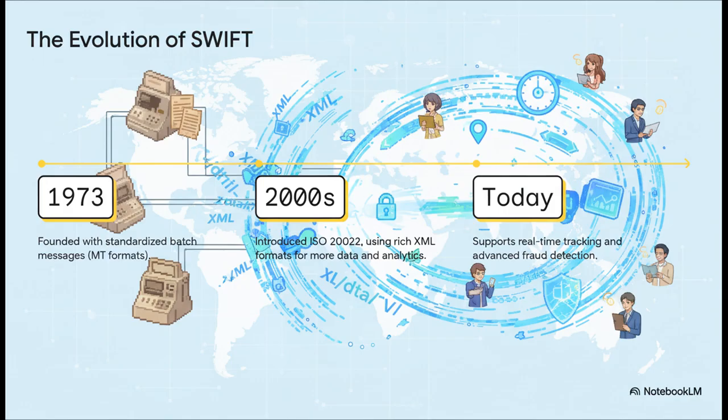But the real revolution, the game changer, came in the 2000s with ISO 20022. This moved everything over to XML. Now, what that meant was that the messages could suddenly carry way more data, way more context. You can embed richer information, which opened the door for things like better analytics, automated compliance, and real-time fraud detection. It was a massive upgrade for the database of global finance.